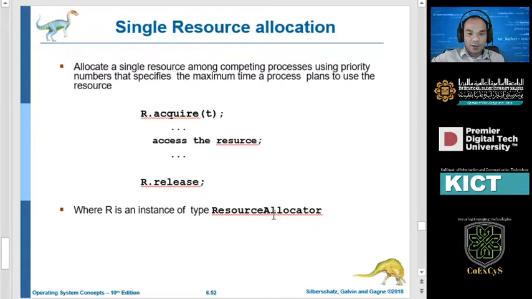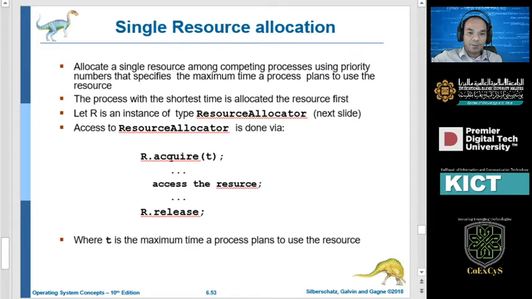If you're trying to implement this, then we allocate a single resource among competing processes using priority numbers that specify the maximum time a process plans to use the resource. So there will be a function that a process or instance would issue to acquire a time slot, and it would release it after a given time.